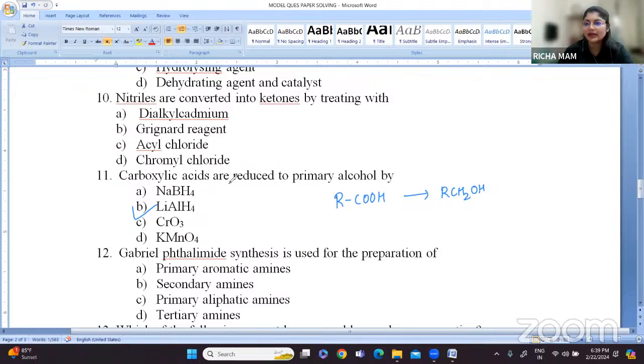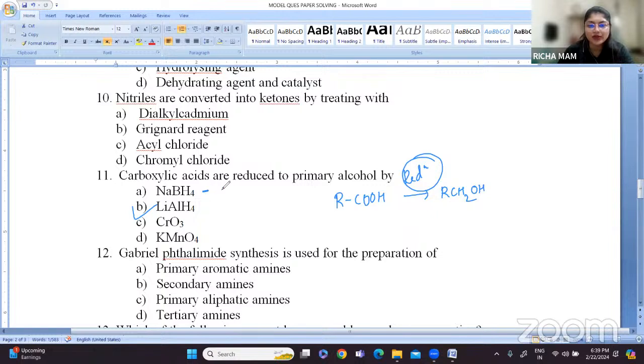Lithium aluminum hydride is a good reducing agent. You can see that the oxygen is removed in the product, and there is an addition of hydrogen. So it is a reduction. You know what is reduction? Addition of hydrogen, removal of oxygen. Reduction is carried out by a reducing agent, and lithium aluminum hydride is a good reducing agent.